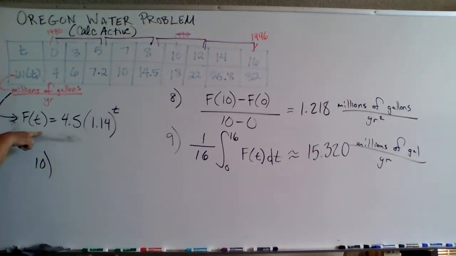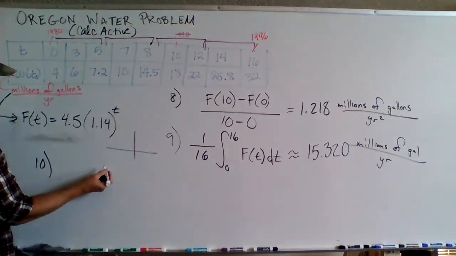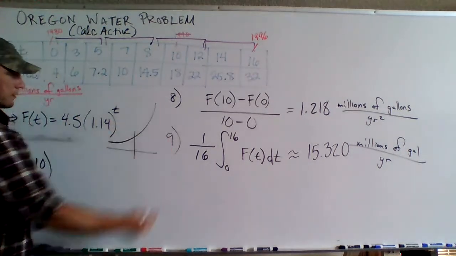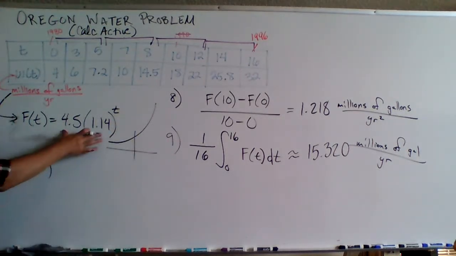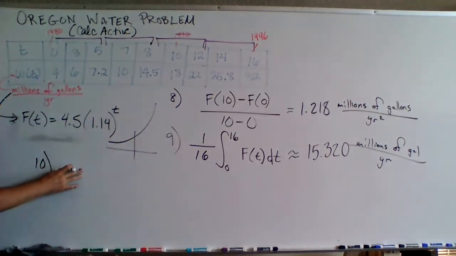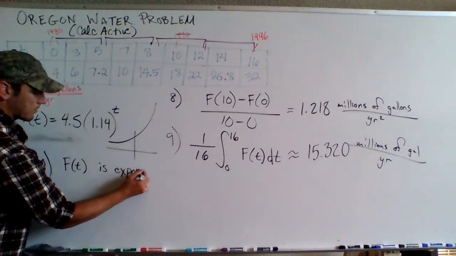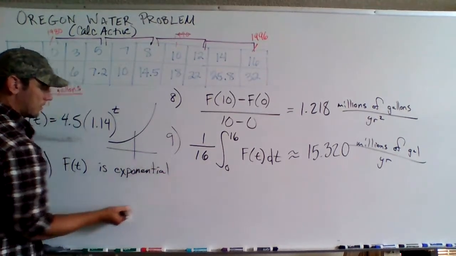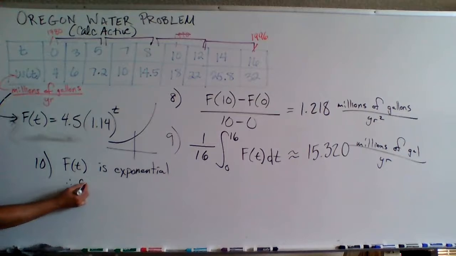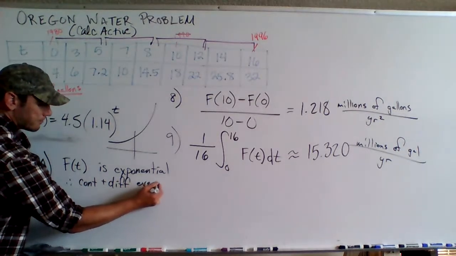F of t here is exponential. Okay, exponential, really this graph, if I were to graph it, probably looks something like this. Exponential functions are continuous everywhere, they're differentiable everywhere. We just need to say that. F of t is exponential. Therefore, continuous and differentiable everywhere.